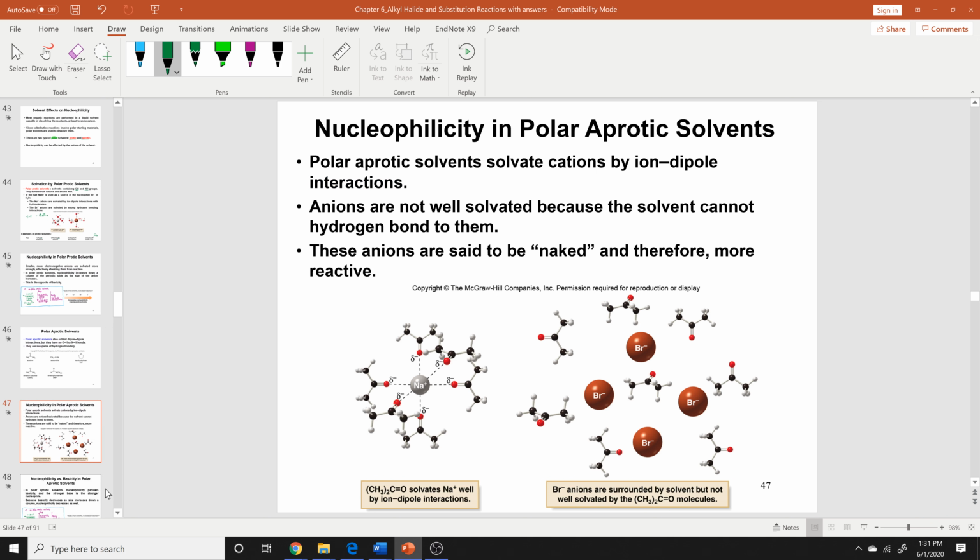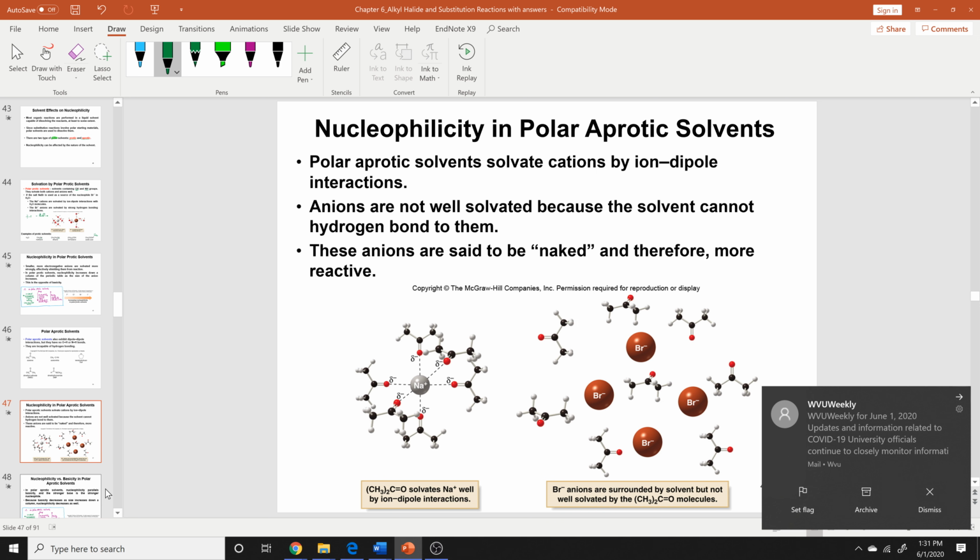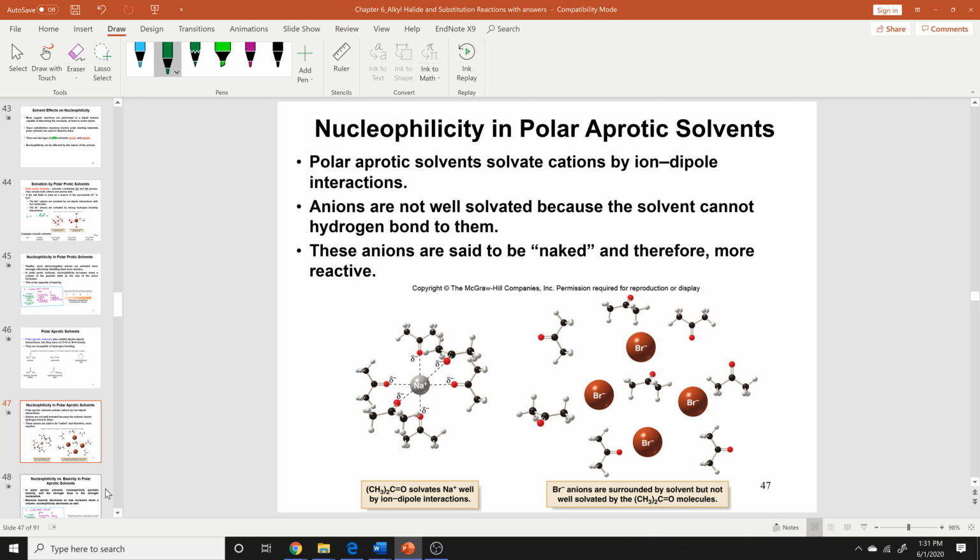Now with polar aprotic solvents, this is the difference between polar aprotic and polar protic. Polar protic solvents dissolve both cations and anions. But polar aprotic solvents dissolve only cations by ion-dipole interactions, and the anions they don't dissolve at all. So we call them naked, basically. The anions stay free in the solution.